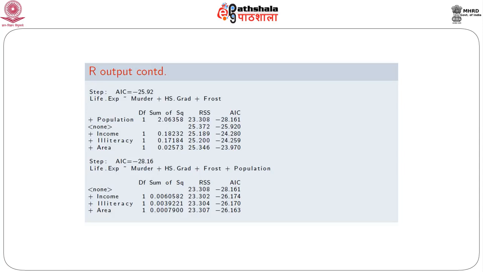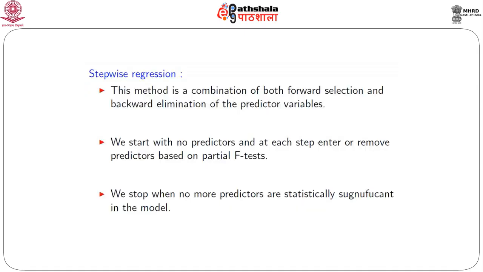The third method of selecting variables for a model is the stepwise regression method. This method is a combination of both forward selection and backward elimination of the predictor variables. We start with no predictors, just like we did in forward selection, and at each step we enter or remove predictors based on the partial F-tests. We stop when no more predictors are statistically significant in the model.